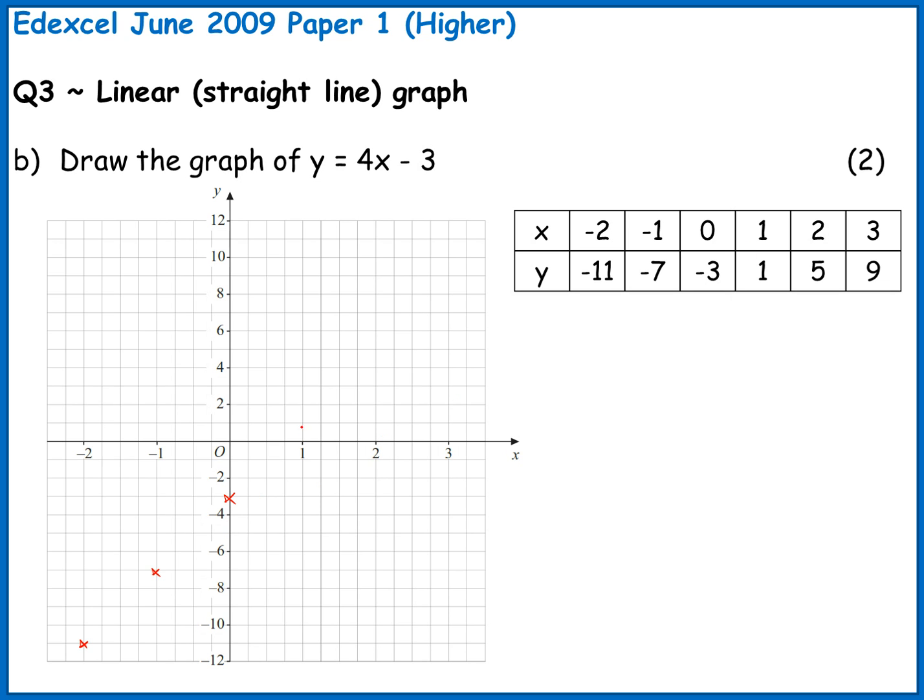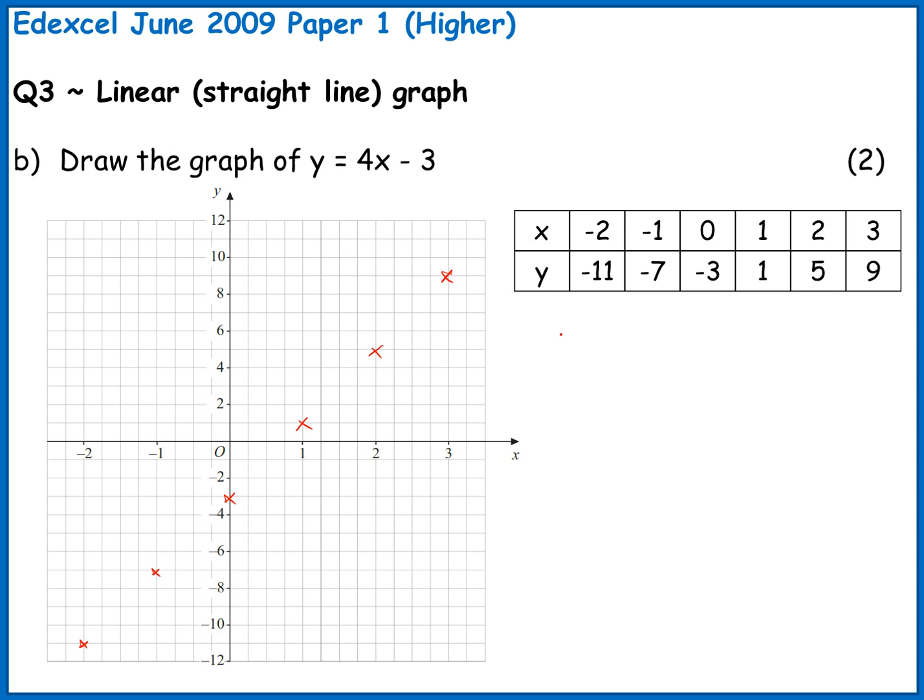X is 1, y is 1. X is 2, y is 5. And x is 3, y is 9. And you'll know you're right because those points should follow a nice straight line. If you've plotted your points and it's not a straight line, you've probably got one of the answers wrong somewhere, so go back and check it. If you do that, you get 1 mark.